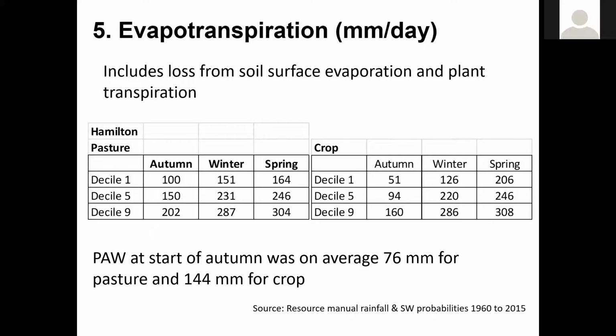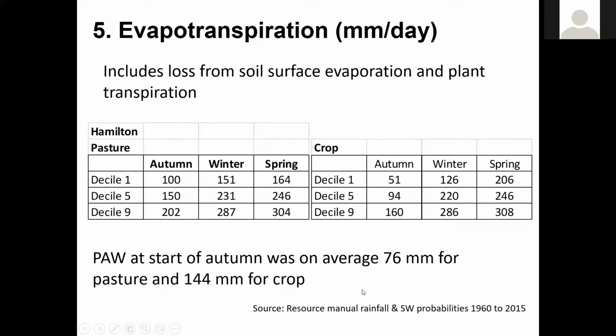And when Zoe did this modelling, and it was over 55 years, went back and looked at daily rainfall figures and did the modelling on how much moisture would be left in the soil, the plant available water at the start of autumn was on average 76 mil for a pasture and 144 mil for a crop. So that meant you've actually started, your bucket's already partially full before we get going, even getting into the season. And obviously the more water you've got at the start, the less capacity you've got to store extra if we get it during the year.